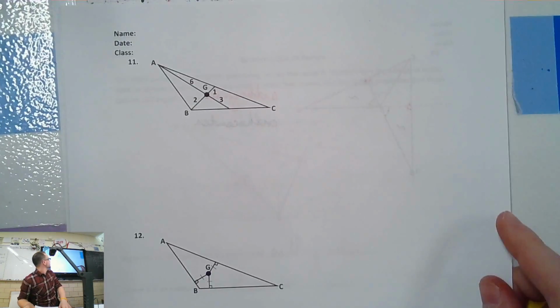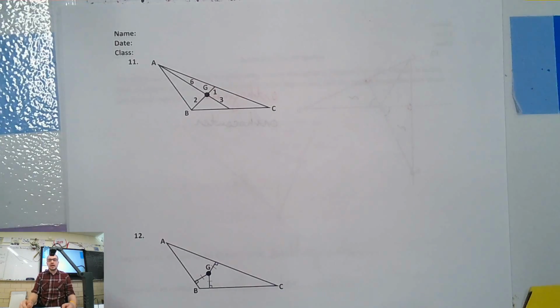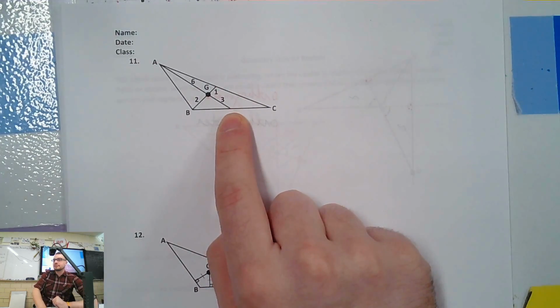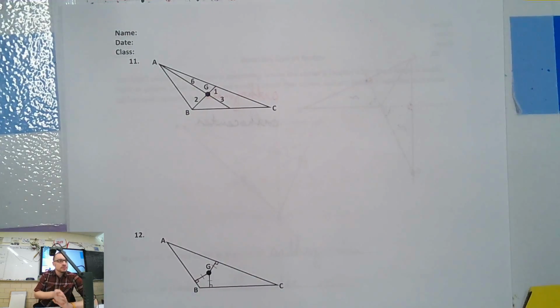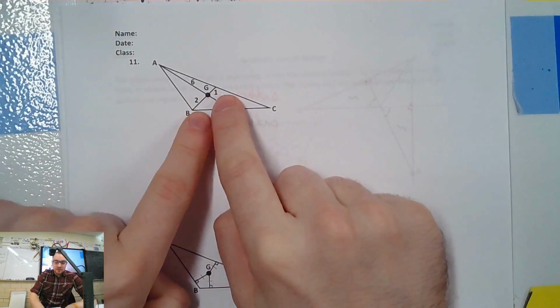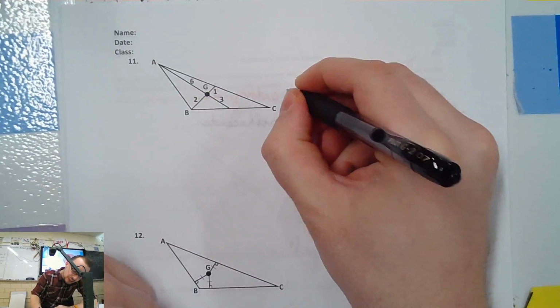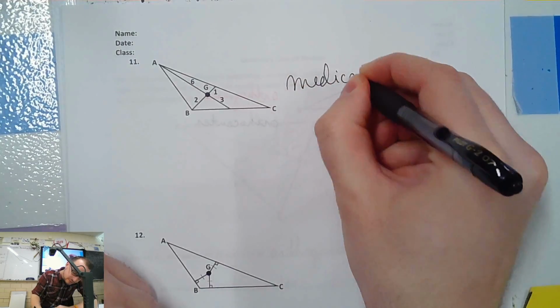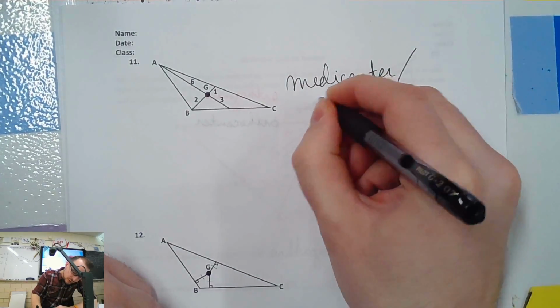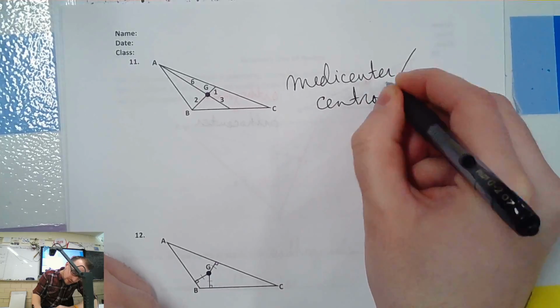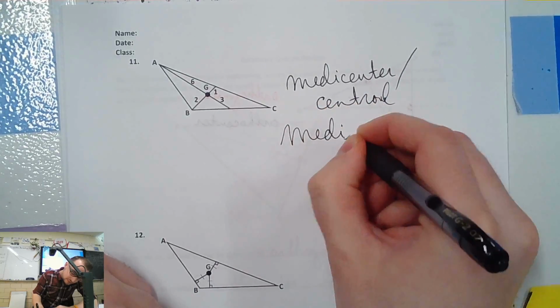11. All right. They don't give us much. Now, do we know that this point down here is a midpoint? No, we do not. It's not given to us. But what do we know? Aren't these in a 2-to-1 ratio? So they must be the medians, right? So G is the centroid, and we have medians here.